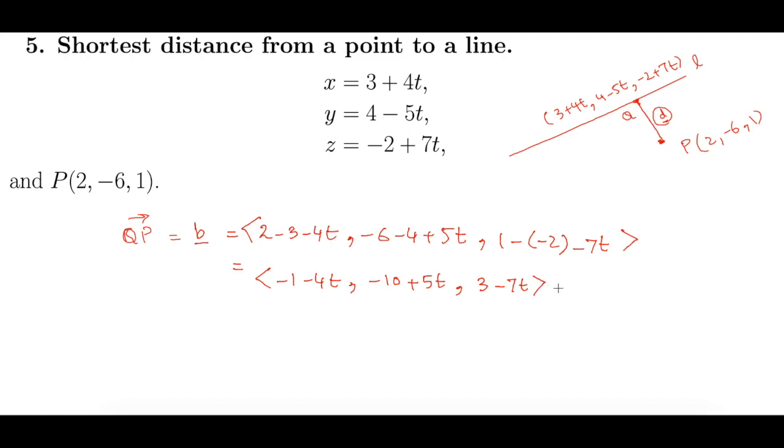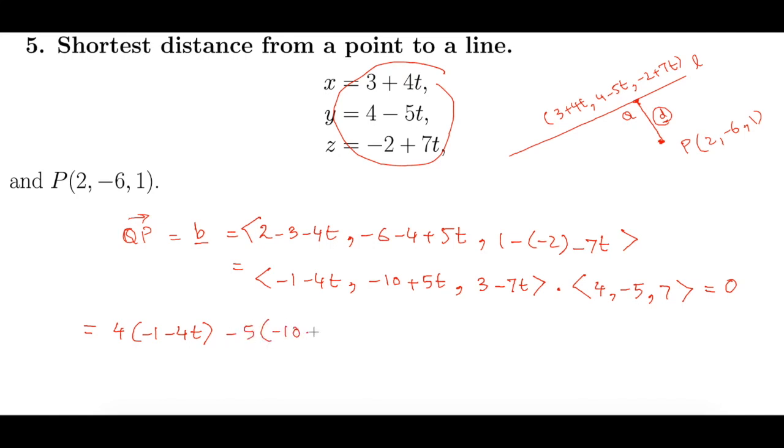Now this vector should be orthogonal to the direction vector of this line, right? So this means that 4, minus 5 and 7, the dot product of this guy and this guy should be 0. Why? Because we are interested in the perpendicular distance. So this is the shortest distance. So then all we have to do is say 4 times minus 1 minus 4t minus 5 times minus 10 plus 5t plus 7 times 3 minus 7t, this is equal to 0.